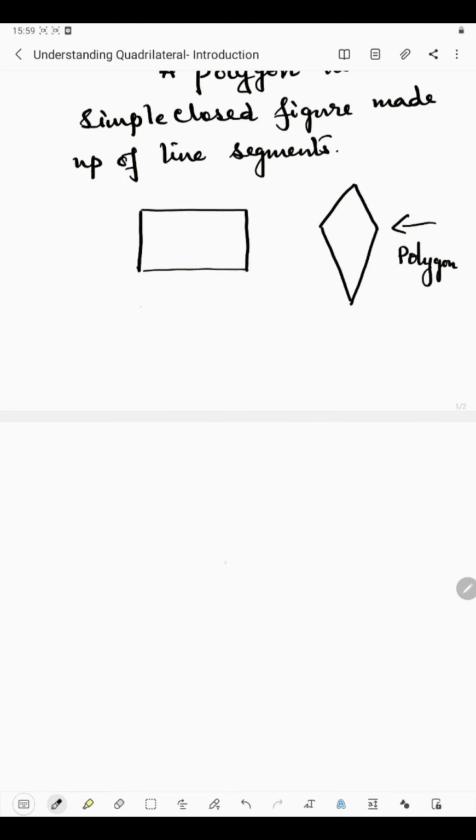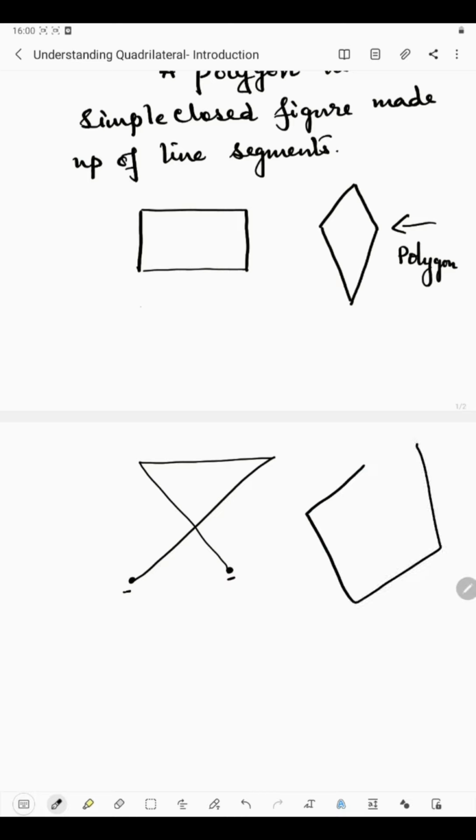Now suppose I draw the figure like this, it is not a closed figure. Why? Because here the starting point and finishing point are not the same. If the starting point and finishing point are the same, then only a figure is said to be a closed figure. Since they are not the same, this is not a closed figure. So that's why this is not a polygon. Now if I draw the figure like this, it is also not a polygon. Why? Because this is also not a closed shape. So these are not polygons.